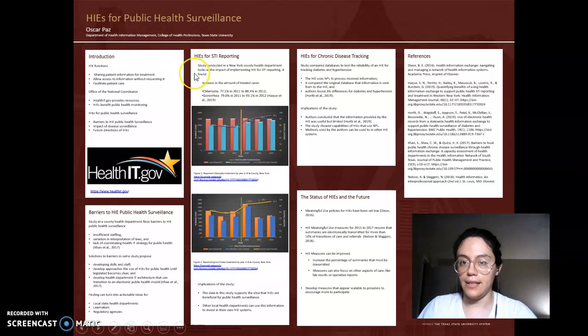Now we'll look at HIEs for STI reporting. A study conducted in a New York County Health Department interviewed the employees to find how HIEs impacted its STI reporting. It found that the department was able to treat more cases of chlamydia, with 77.5% of reported cases treated in 2011 and 88.4% of reported cases treated in 2012.